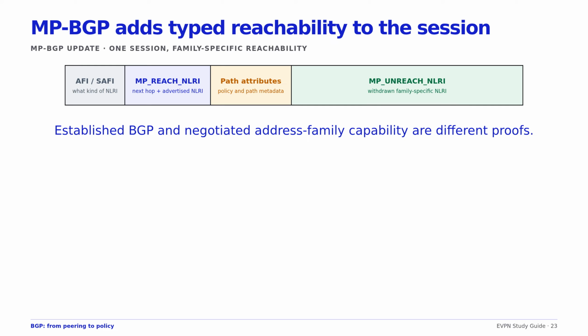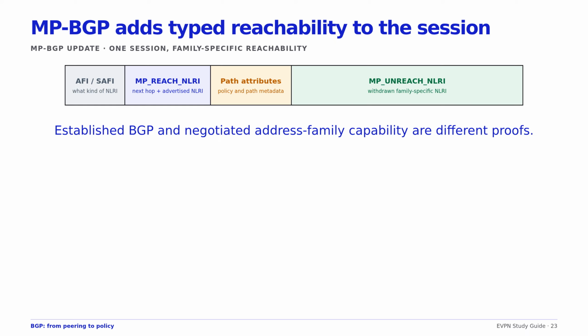Multiprotocol BGP lets one BGP session carry more than base IP version 4 unicast. An address family identifier, and subsequent address family identifier, name the kind of reachability. During Open, peers advertise the AFI and SAFI pairs they support. Update messages then use MP_REACH_NLRI to advertise reachable destinations together with a next hop, and MP_UNREACH_NLRI to withdraw them. The familiar BGP attributes and policy machinery still apply, but the NLRI has a family-specific structure.